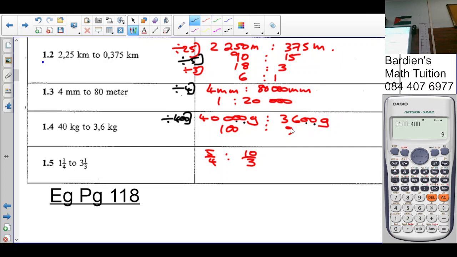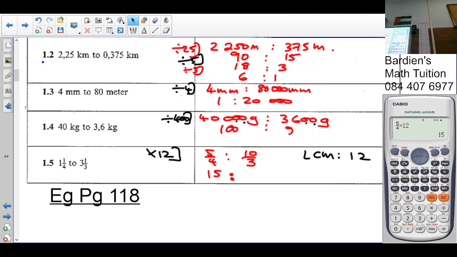So you're going to multiply it throughout by its LCM. And what's the LCM here? 12. Not so? So you're going to multiply each fraction by 12. Okay? So it's going to be 5/4 multiplied by 12. Gives you 15. I know most of you can do this without the calculator. The other one's going to give you 40. For those of you who don't know how to get that, it's going to be 12 times 10/3. Gives me 40.